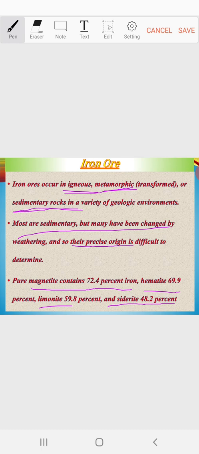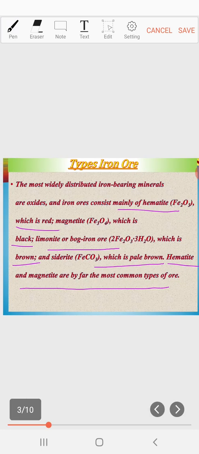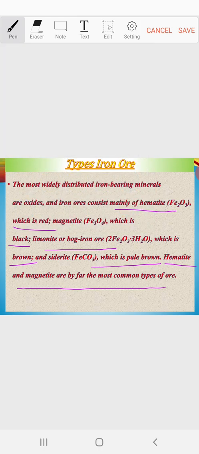Now let us look into the ore types. There are four main iron ores: magnetite, which is 72.4%, hematite, 69.9%, limonite, 59.8%, and siderite, 48.2%. Now let us see the colors of these ores. Hematite is red in color, magnetite is black, bog iron or limonite is brown, and siderite is pale brown. The two most important iron ores, magnetite and hematite, are the most commonly occurring ores of iron.